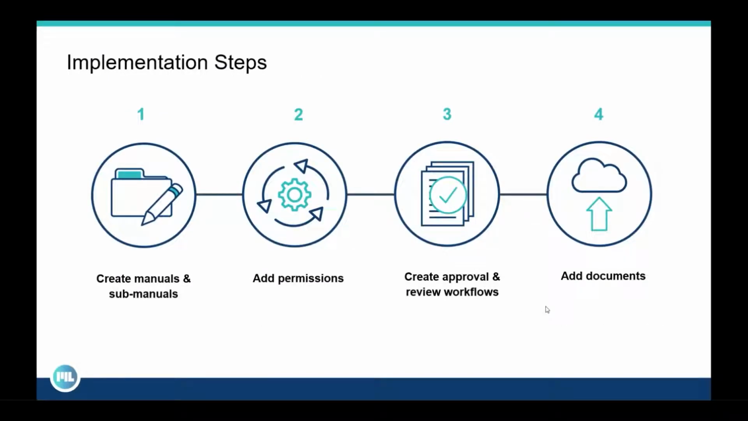We're just going to briefly go over these 4 main implementation steps. In this kickoff, we're going to cover creating manuals and submanuals as the first step. We're going to cover adding permissions to the CLIA lab director, your authors, your administrators, and your performing employees, your end users. We're going to go over creating approval and periodic review workflows. And then finally, we're going to show you how to add documents to these newly created manuals.